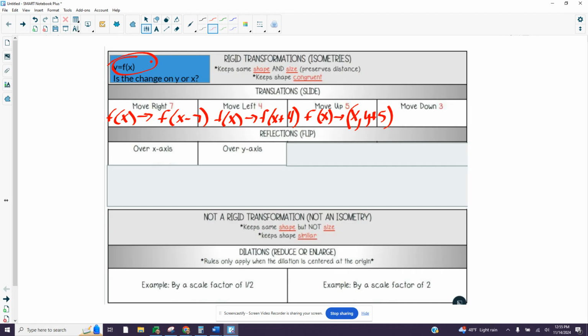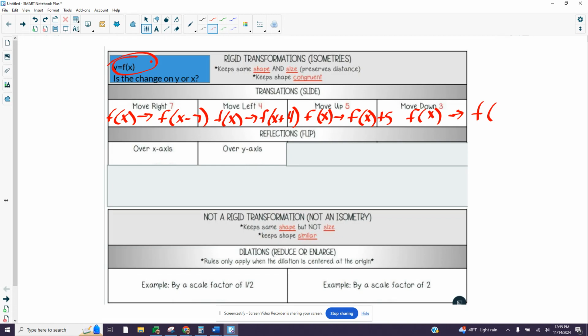So let's write that as a new function. So f of x is now going to be f of x, because that's our y value, plus 5, because our y is doing the changing, not our x. We're not changing the x value, we are changing the y value. When we move down, the same thing is going to happen here. We are not changing the x value. We are only changing the y value.